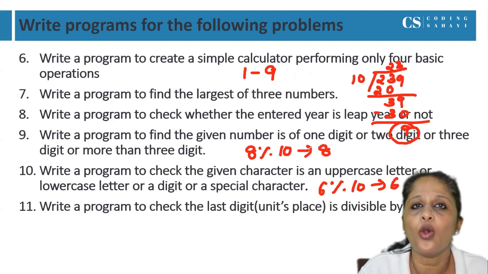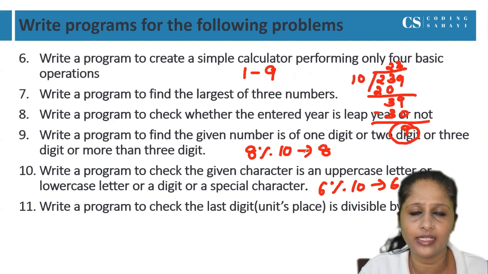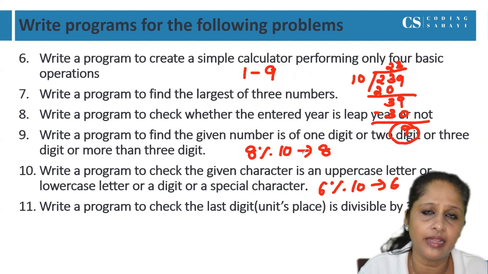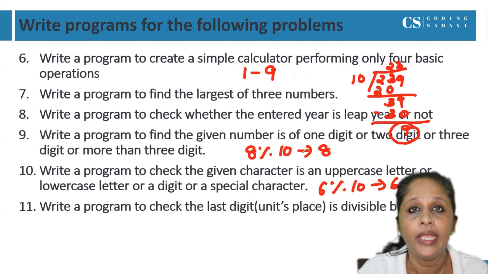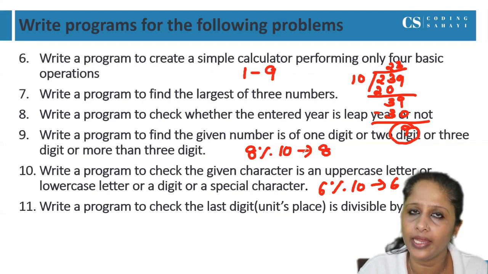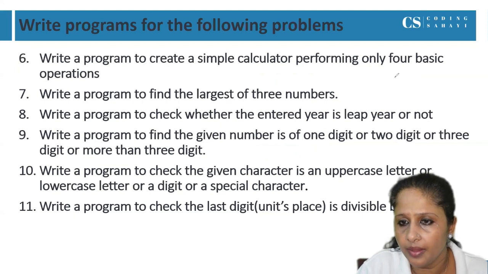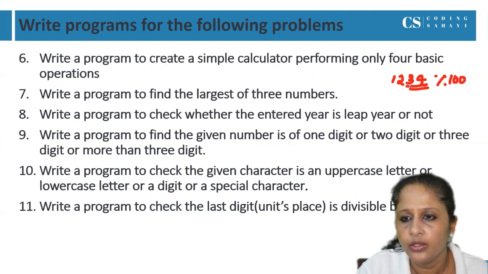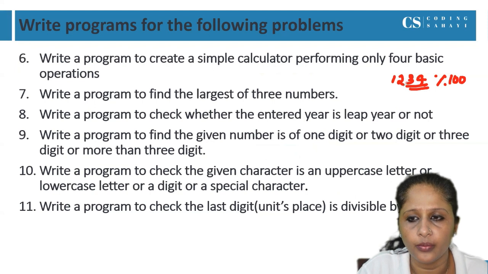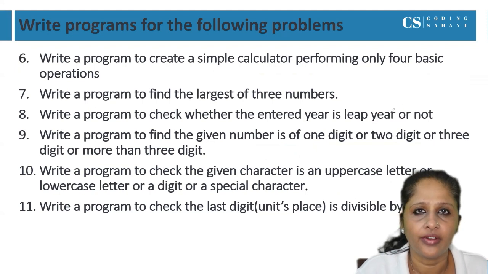So same way, if you want to get the last 2 digits, that is unit place and the tens place number together, if you want to extract from a number, then we can do modulo operation with 100. That is, if you have a number 1, 2, 3, 4, and you want to extract 34, then do modulo operation with 100. Then you will get the remainder as 34. You can check it. So let's write the program.